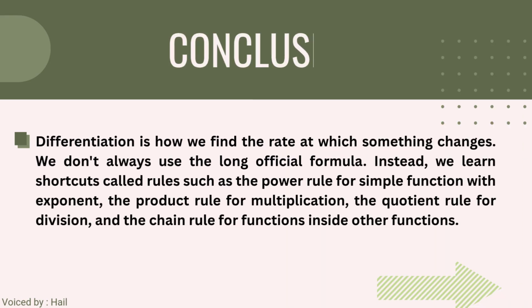To conclude everything that we have said so far, differentiation is basically how we find the rate at which something changes. We don't always use the long official formula, but instead, we learn shortcuts called rules, such as the power rule for simple function with exponent, the product rule for multiplication, the quotient rule for division, and the chain rule for functions inside other functions.